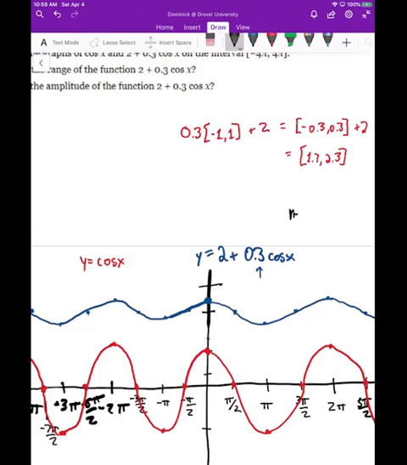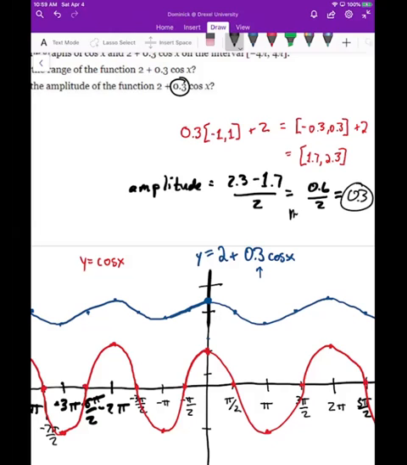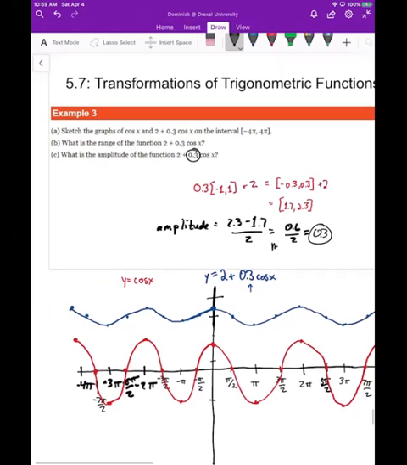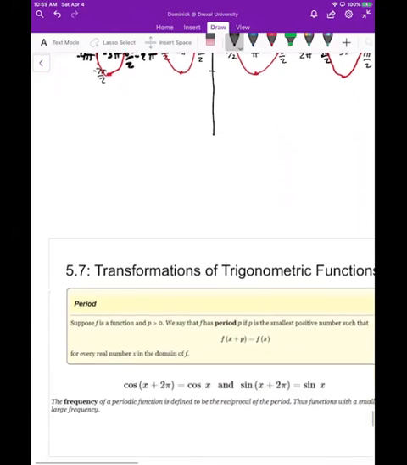Okay, so now, of course, to get the amplitude, it is going to be equal to the highest value, 2.3, minus the lowest value, 1.7, divided by 2. So this is a 0.6 over 2. So we get a 0.3. All right, and again, that's sort of your number in front of the cosine, so that would give us the amplitude. Okay, so that's what this graph will look like.